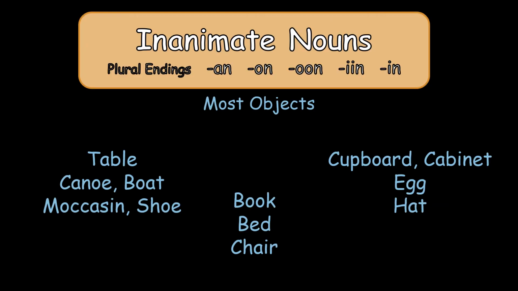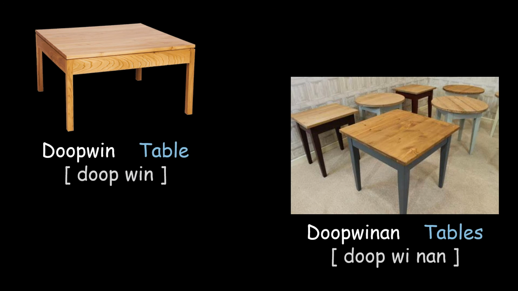And now we look at the inanimate nouns that are covered in our 20 noun list. Table, canoe or boat, moccasin or shoe, book, bed, chair, cupboard or cabinet, egg, and hat. The plural form of these inanimate nouns will end in N. We have dopwin, table. Dopwinan, tables, plural. You see we add the an to the end of the noun.